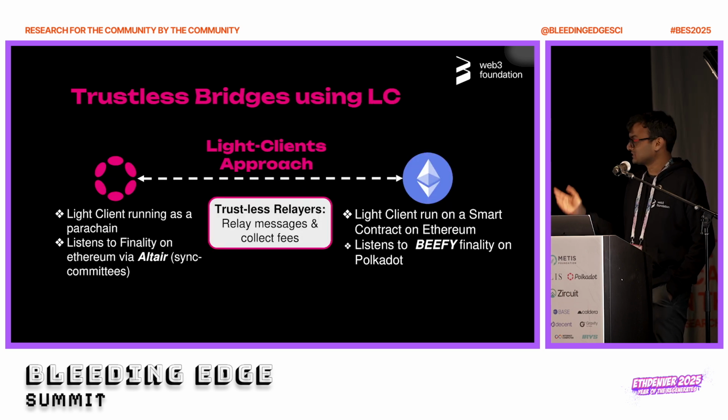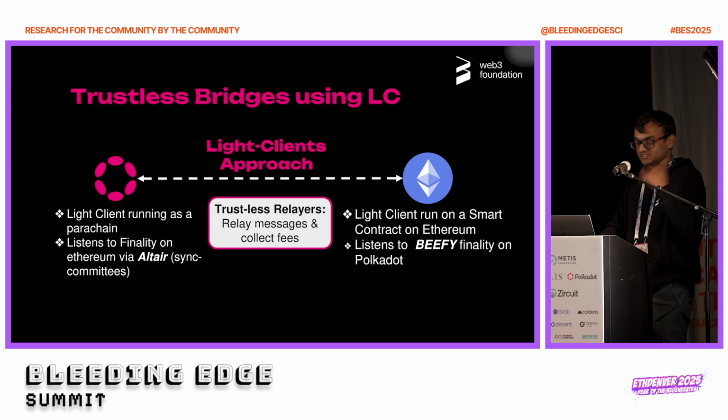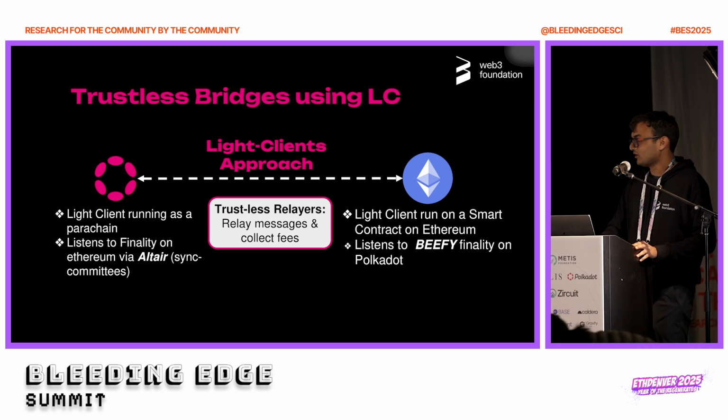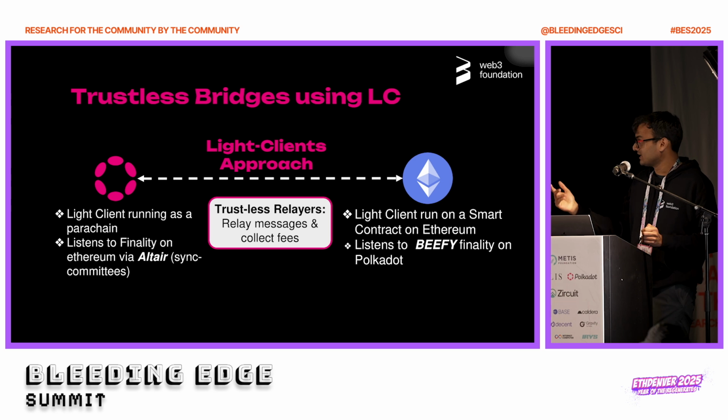And our approach is to build trustless bridges using light clients. So this is a generic approach, but I want to instantiate it between Polkadot and Ethereum. So the way we do it is we run a light client of one chain on the other, right? So here we are running a light client of Ethereum as a parachain on-chain on Polkadot, which listens to the finality of Ethereum's Altair sync committee protocol. And on the other hand, we are running a light client as a smart contract on Ethereum, which listens to the finality of Polkadot. And in the middle are these trustless relayers who are just relaying messages and collecting fees for the work that they do.